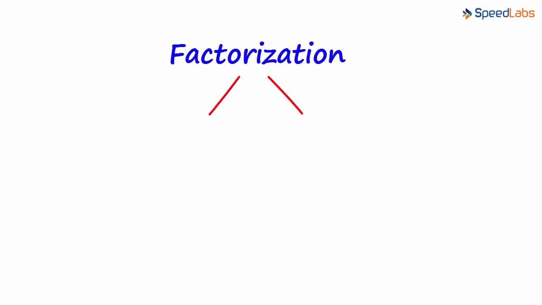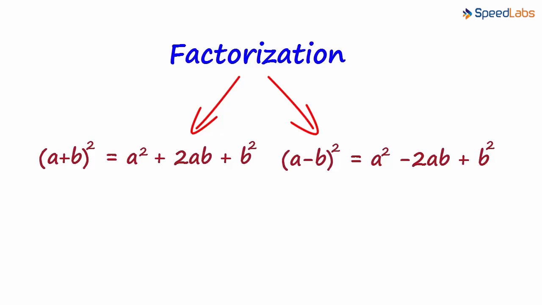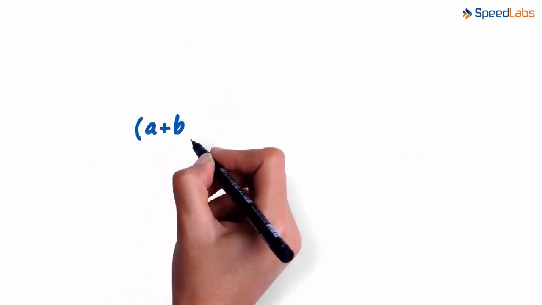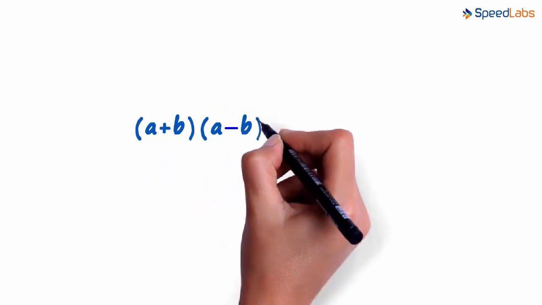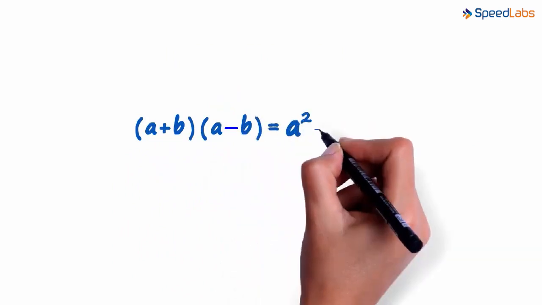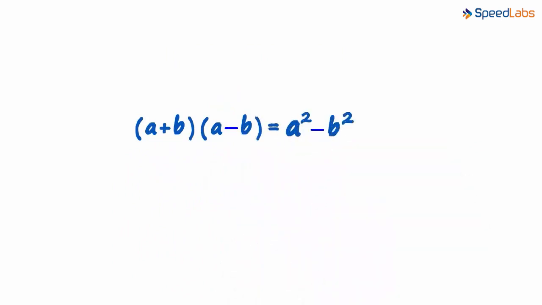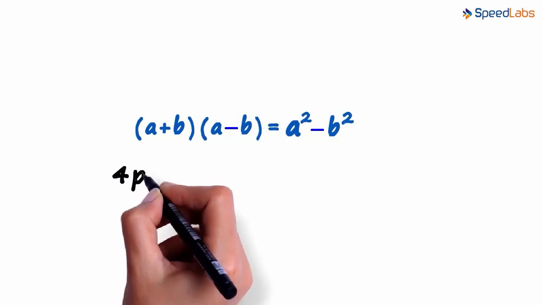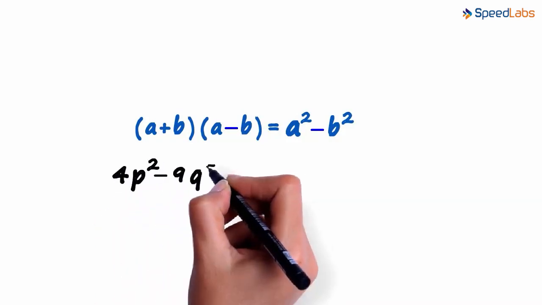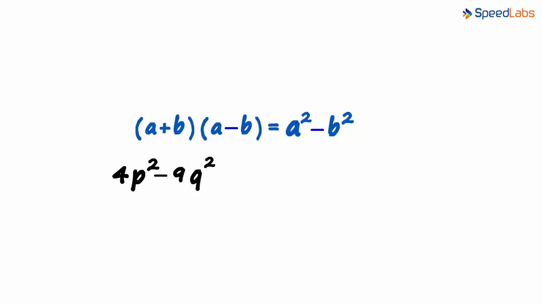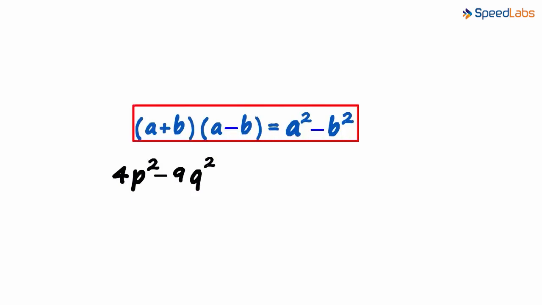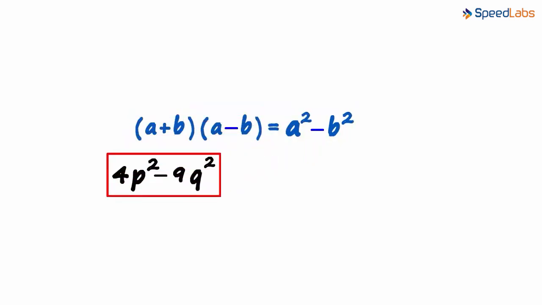We are done with the examples of factorization using the first two identities. The third identity problems are very straightforward. If you remember, it says (a + b)(a - b) = a² - b². Say you're asked to factorize 4p² - 9q². You would immediately realize that the third identity can be used here.